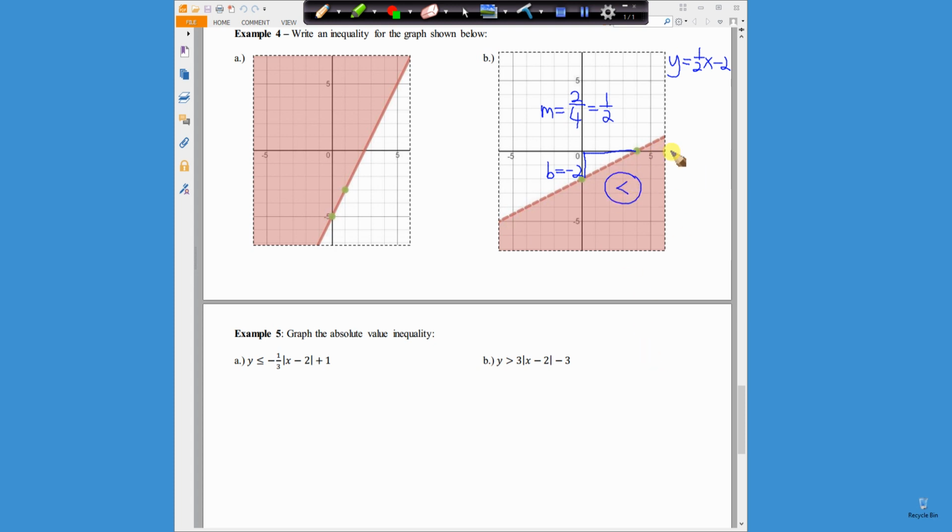This is a region, this is an inequality. We're trying to write an inequality, not an equation. So just change the equality symbol to the inequality symbol. So this is the inequality that would yield these solutions: y is less than 1/2 x minus 2. Okay? I hope that's clear for you.